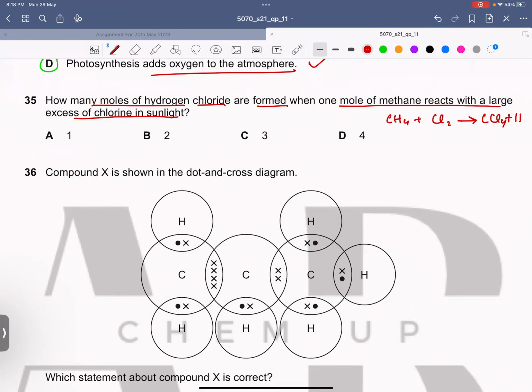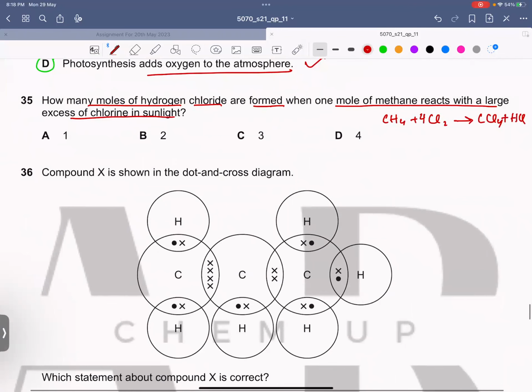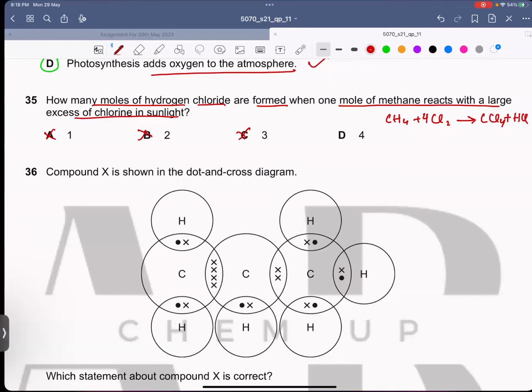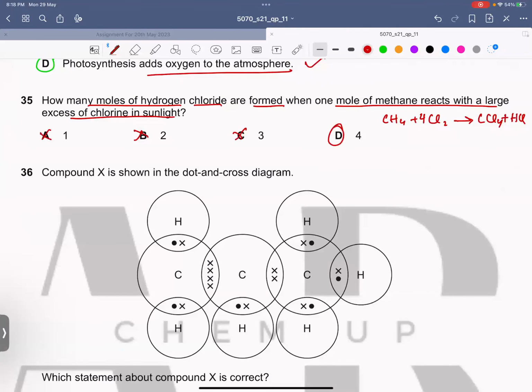And all the 4 hydrogens would form 4 HCl as well. So it means we need 4 moles of chlorine, which makes A, B, C wrong, and D is your correct answer. If you look in your notes, I have made you write this equation as well, the net equation. Further, initially we have discussed when 1 mole of chlorine reacts with methane, 1 hydrogen is displaced, then second, then third, then fourth, and then the overall reaction.